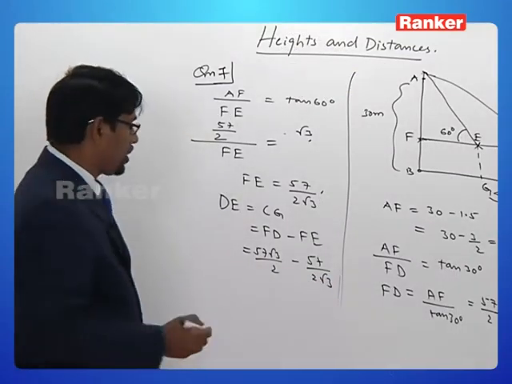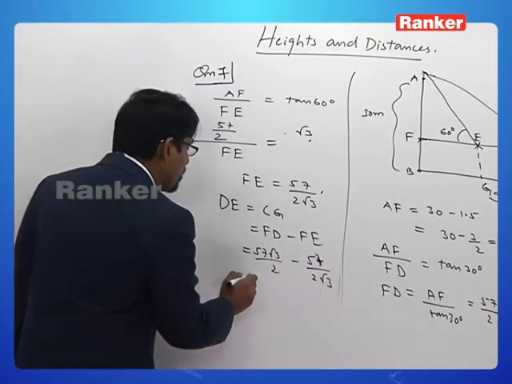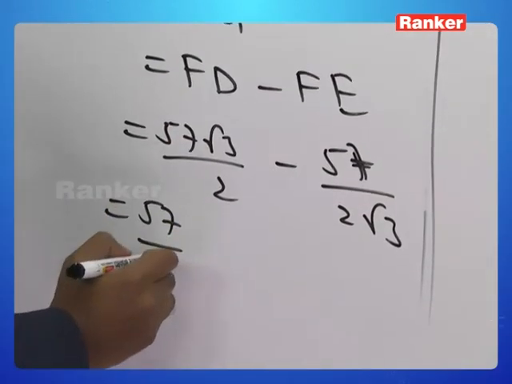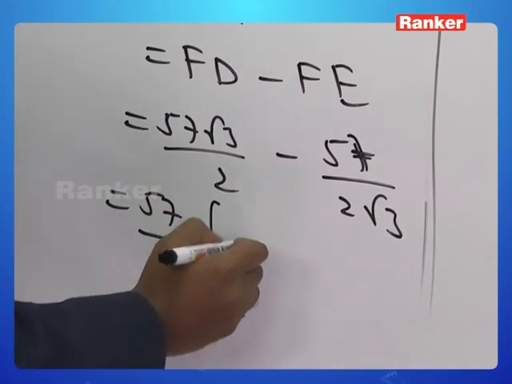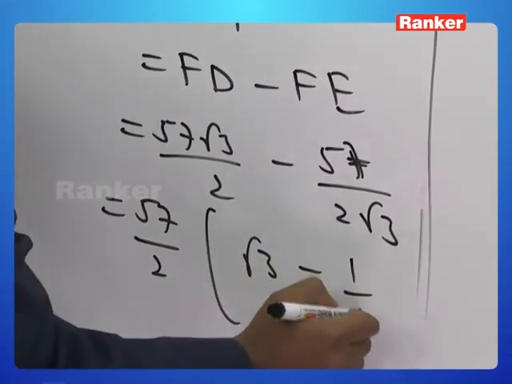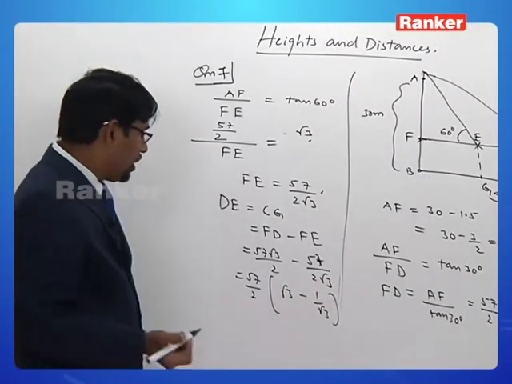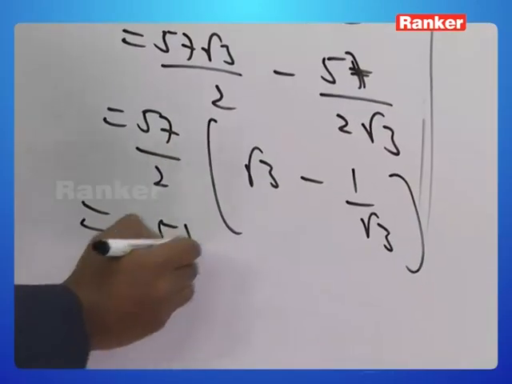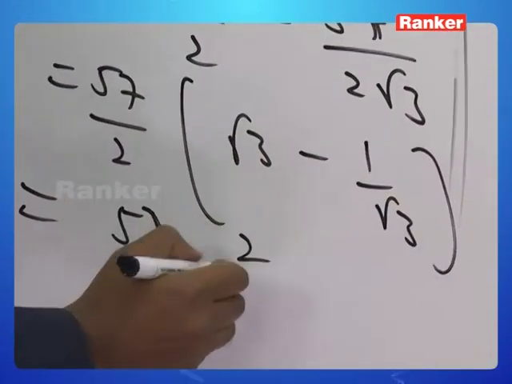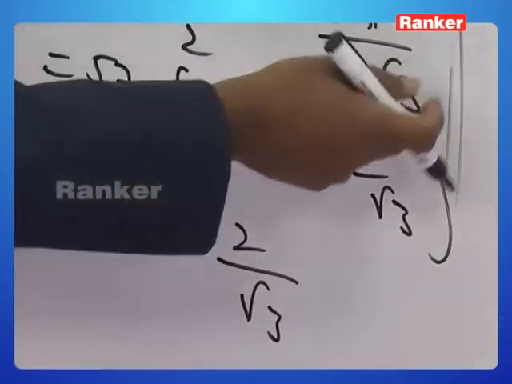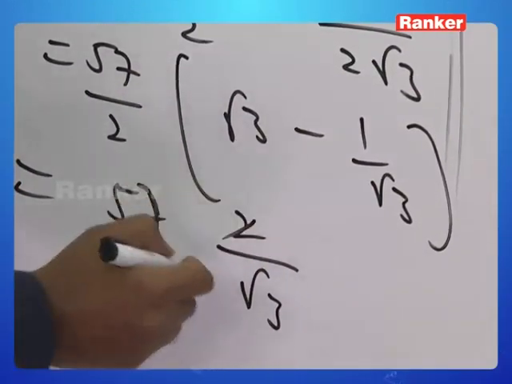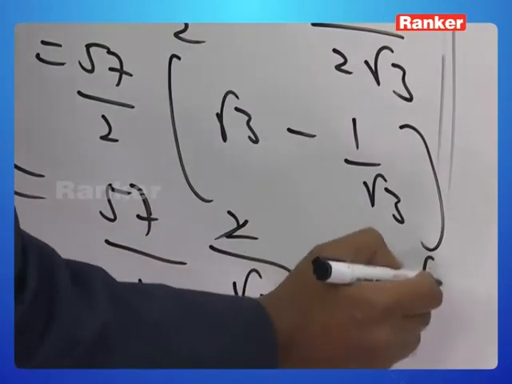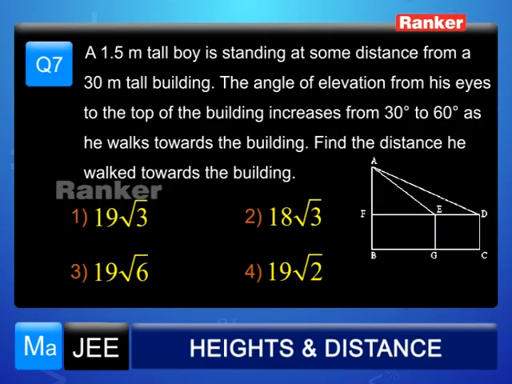We will take out that 57 by 2 common, and we have here root 3 minus 1 by root 3. What does it make it here? 57 into 2 by root 3, because 3 minus 1 by root 3, and that divided by 2, that makes it 57 by root 3, which is nothing but 19 root 3. So 19 root 3 is the right answer. So option 1 is the right answer.